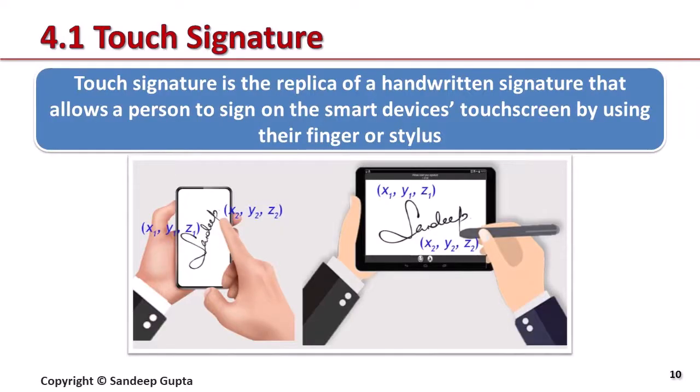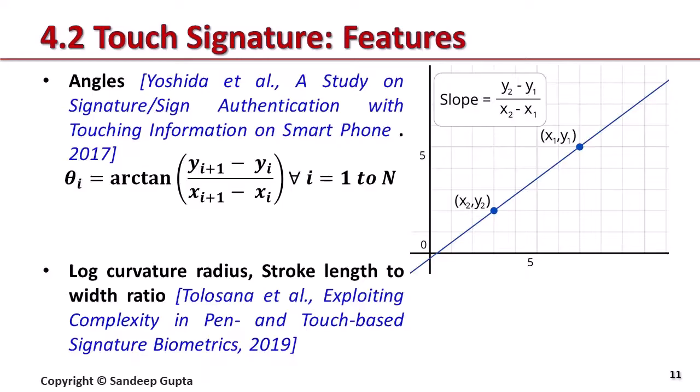Touch signature is the replica of a handwritten signature that allows a person to sign on the smart device's touchscreen by using their finger or stylus. It can be viewed as an extended form of swipe gesture, and you can extract the touch features for it that are described in the previous slide. Some more attributes that can be computed for touch signature are touch stroke angles, log curvature radius, and stroke length to width ratio. Interested viewers can read the papers indicated in the slide.